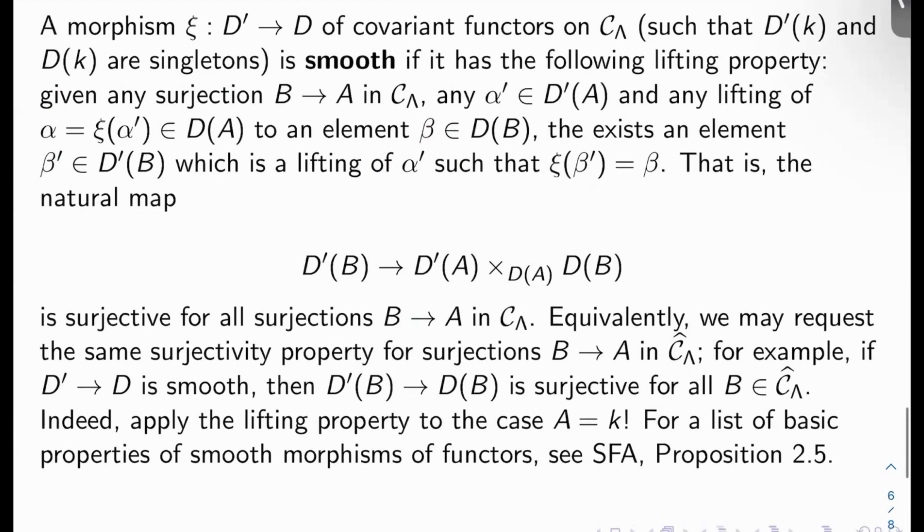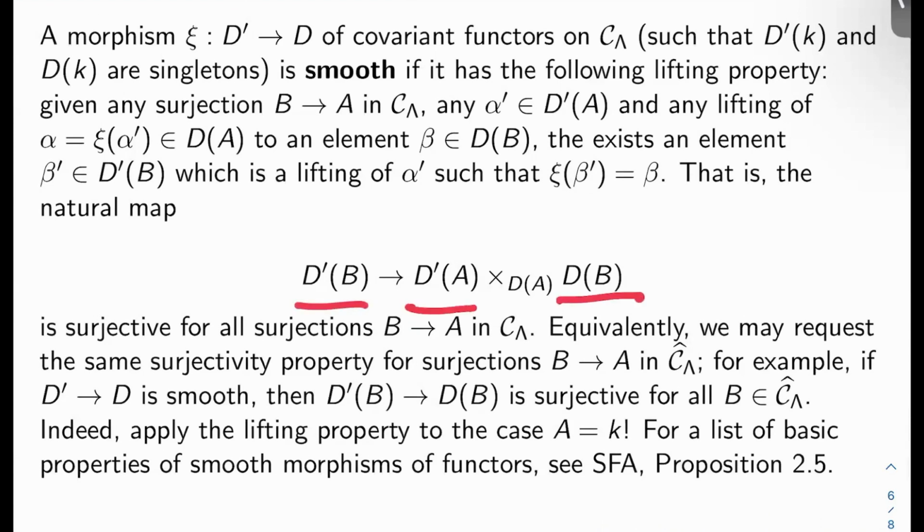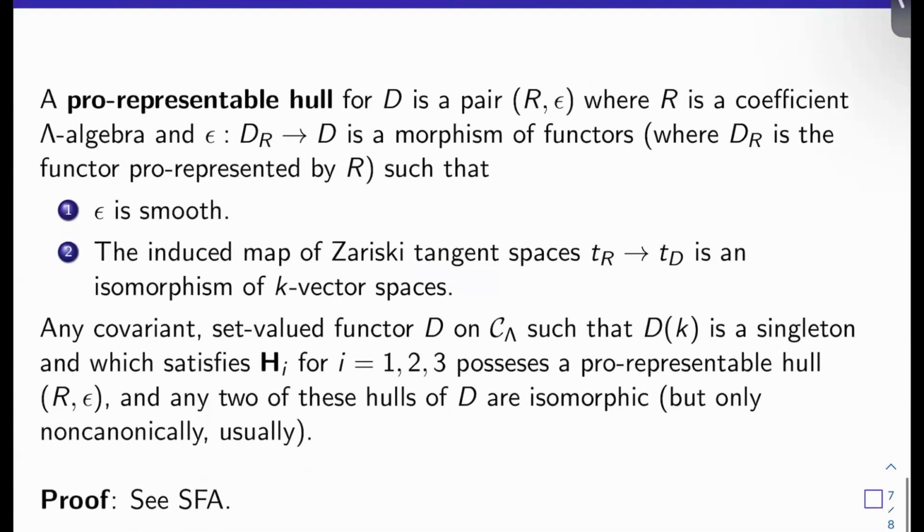Another way of saying this, though, is just that the natural map from D'(B) to D'(A)×_{D(A)} D(B) is surjective for all surjections B→A in C_Λ. Okay. Equivalently, you can request the same surjectivity property just for surjections B→A in Ĉ_Λ. For example, if D' to D is smooth, then D'(B) to D(B) is surjective for all B in Ĉ_Λ. Okay. The proof is just apply the lifting property to the case A equals K. Okay, so for a list of basic properties that smooth morphisms of functors satisfy, you can see Schlesinger's paper, proposition 2.5.